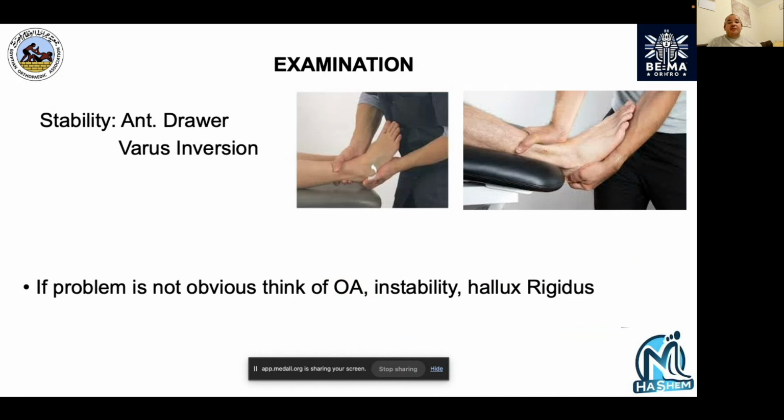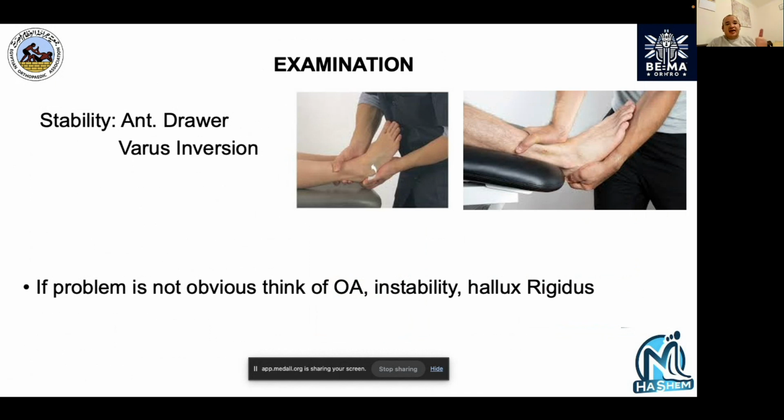Then you continue your examination by stability, and testing the stability you test the anterior drawer and varus inversion. And we agreed last time, with the anterior drawer we are testing the anterior talofibular ligament. We put the ankle in plantar flexion, the patient's knee is bent to relax the gastroc, the ankle is in plantar flexion, and I do just the anterior drawer. And if I want to test the posterior talofibular, I just do the same but in dorsiflexion. While in varus inversion, we're testing the calcaneofibular, so the ankle is in neutral, the knee is bent, and then you do varus inversion. Then you finish all this by testing the tendons.